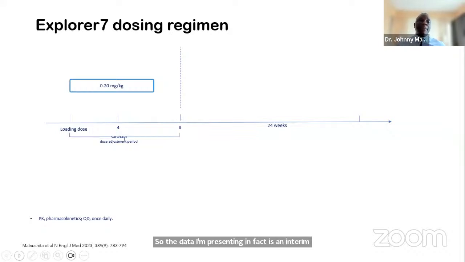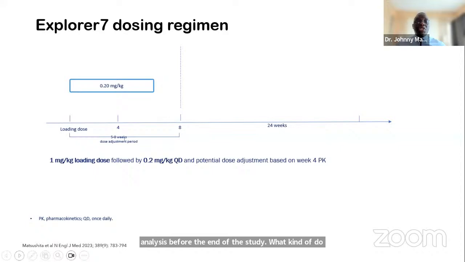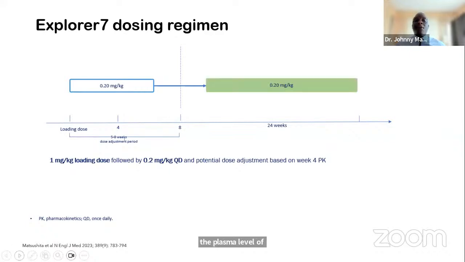What kind of dosing did the patients get? They got a loading dose of 1 milligram per kg that was given subcutaneously. Then the patients were given 0.2 milligrams per kg on a daily basis. And almost immediately after starting the maintenance dose, at week 4, a pharmacokinetic was done in order to assess the plasma level of concizumab. And that plasma level then informed what maintenance dose was required for the patients going forward.